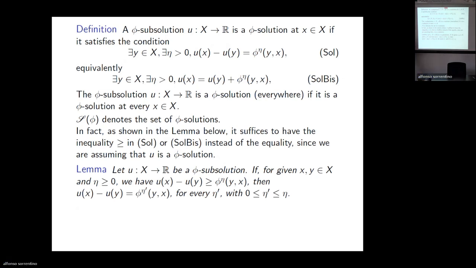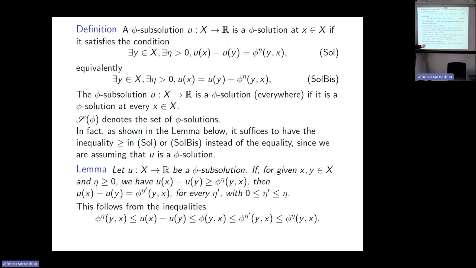Okay. So that's exactly what I say here. In a better form, because it's a sub-solution, you have phi eta yx is less than ux minus y for some eta. It satisfies an inequality. Then it's less than phi yx, which is less than phi eta prime x, yx, phi eta x. Okay. So you get that.